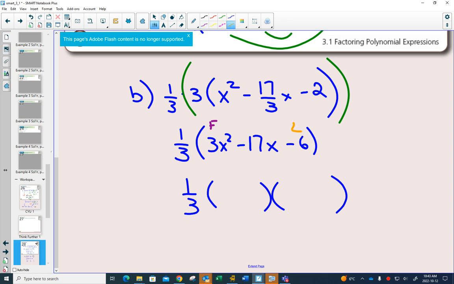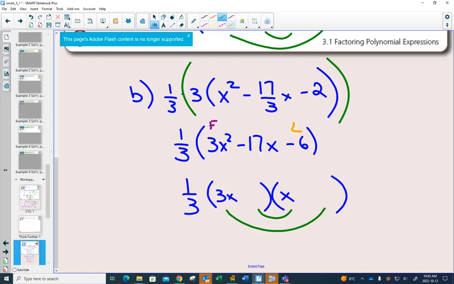Can you see your first one only has one option? So that's really nice. There's only one option. You can write it down and know that if it's going to work, that's the only one that would work. 6, 1 and 6, 2 and 3, and it makes a difference where you put them because your outside is going to be 3 times something, your inside 1 times something. Anything work? 3 and 2, 9 and 2, no.